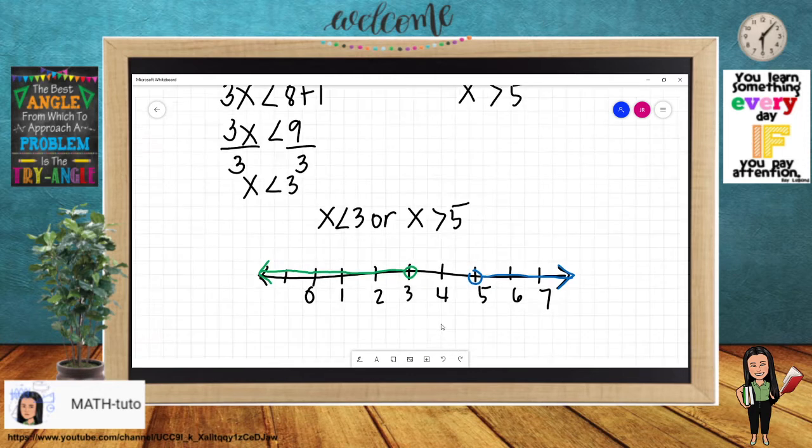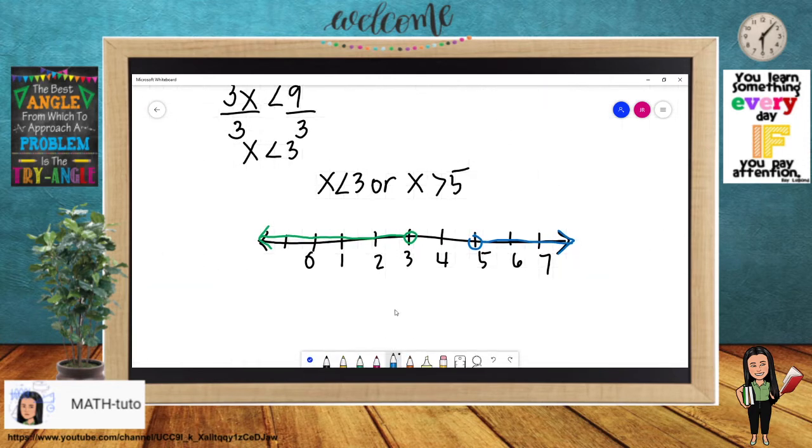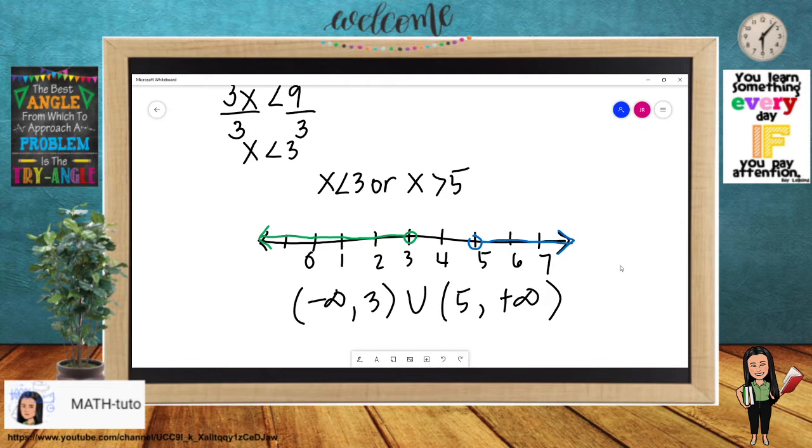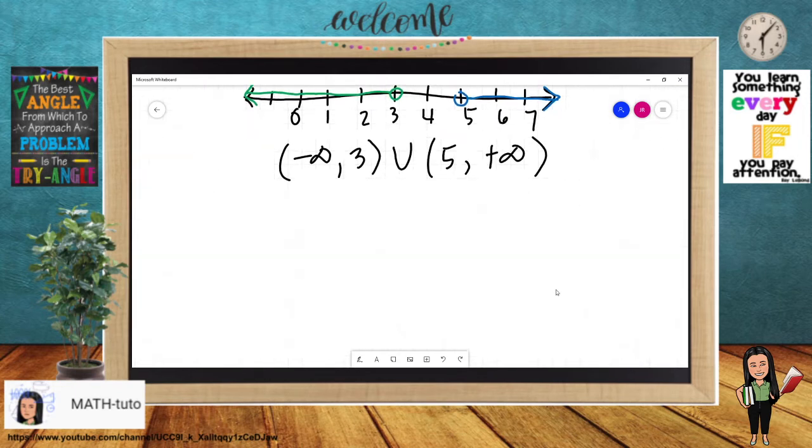Now, let us write it in interval notation. So, this means it is negative infinity until 3. 3 is not included. Union 5 until positive infinity. So, this is our answer in interval notation. Okay? Let us have another example.